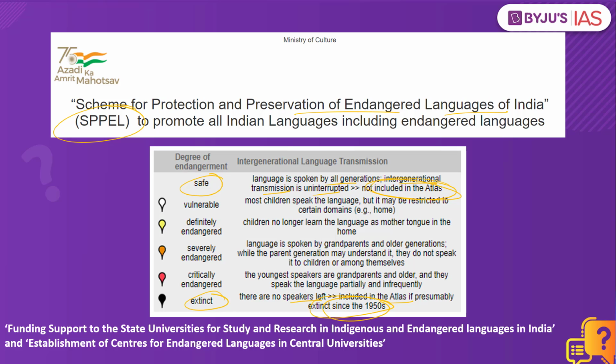If there are no issues and it is getting transmitted from one generation to another, it is fine. It is called extinct if there are no people left speaking this language. This is where we get the degree of endangerment.